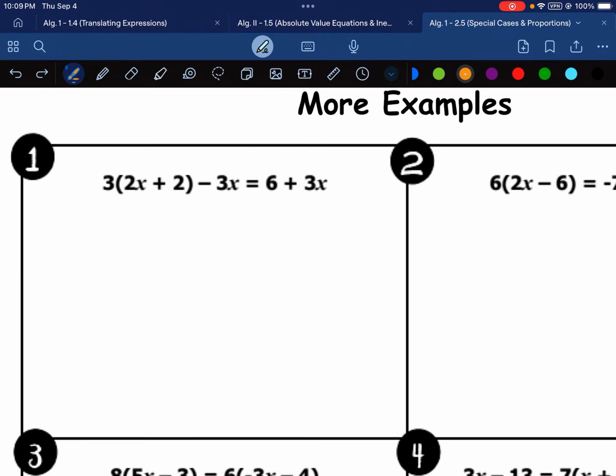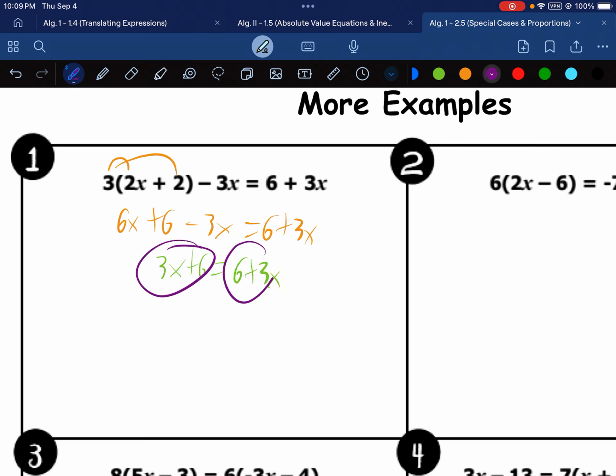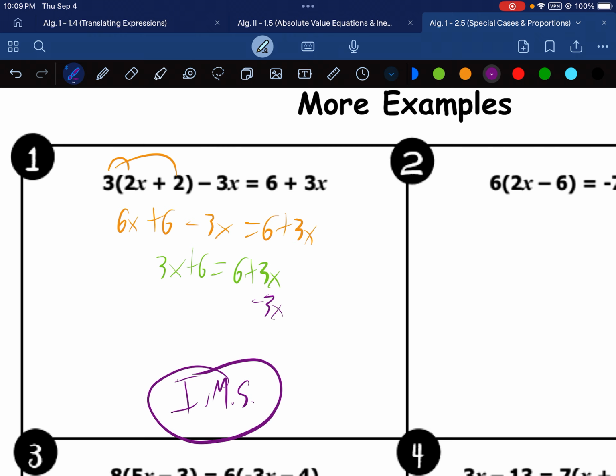So number 1 here, we multiply the 3 and we get 6x plus 6 minus 3x equals 6 plus 3x. Combining like terms on the left gives us 3x plus 6 equals 6 plus 3x. These are the exact same things on each side, a 3x and a 6, and they're both positive, and so it will be infinitely many solutions, but I'll show the next step anyway. We subtract 3x from each side, and we end up getting 6 equals 6. No variables, and it is true.